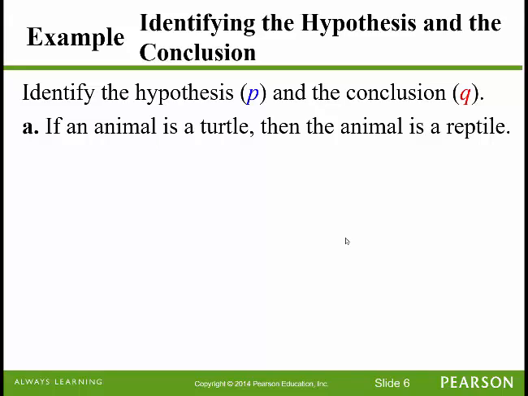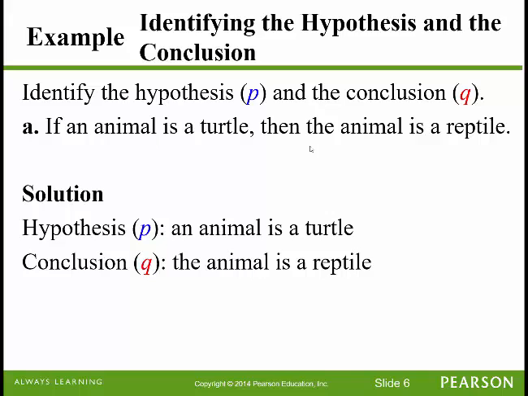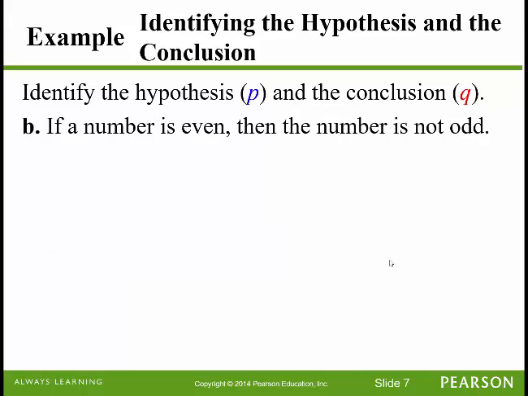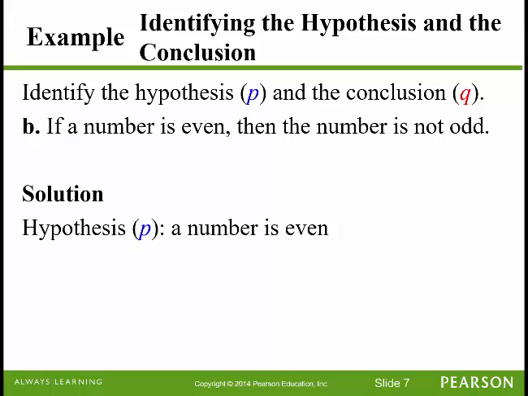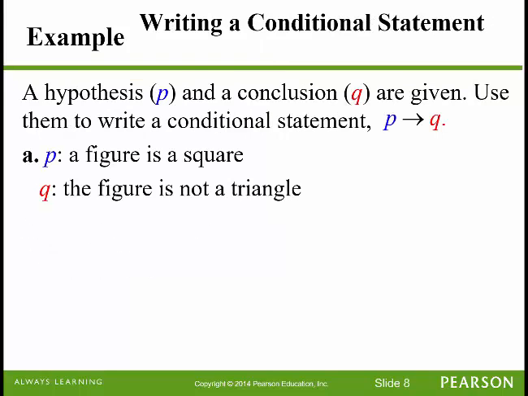All right, identify the hypothesis and the conclusion. All right, so if an animal is a turtle, then the animal is a reptile. Well, the hypothesis is an animal is a turtle. That's what comes after the if. And the conclusion is what comes after the then. Well, the conclusion is the animal is a reptile. Let's do another one. If a number is even, then the number is not odd. Well, the hypothesis comes after the if, the number is even, and the conclusion then comes after the then, the number is not odd.